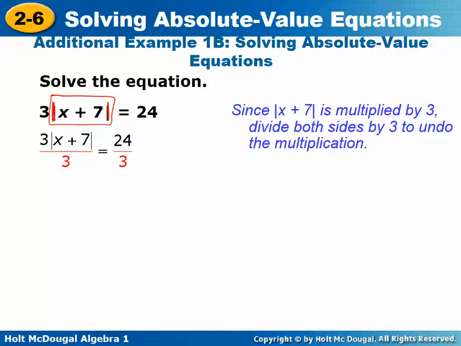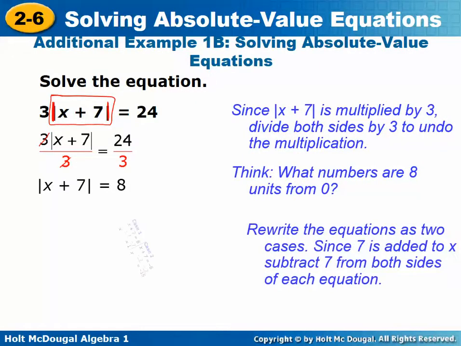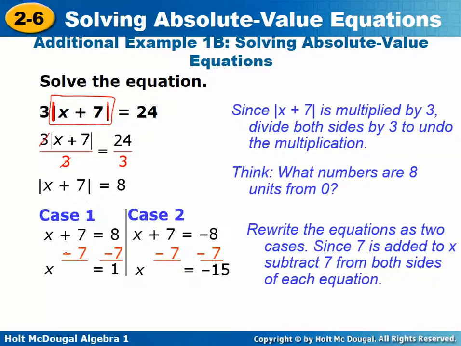And on the left side, this will cancel, and I'll be left with the absolute value of x plus 7 is equal to 8. Now we write our two cases. The first case, the positive case, is when we drop the absolute value signs and we just write x plus 7 equals 8. And then we solve that equation. The second case is when the absolute value is dropped and we have x plus 7 equals -8.